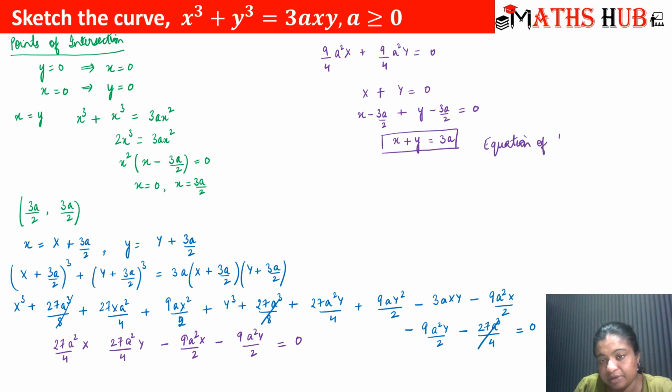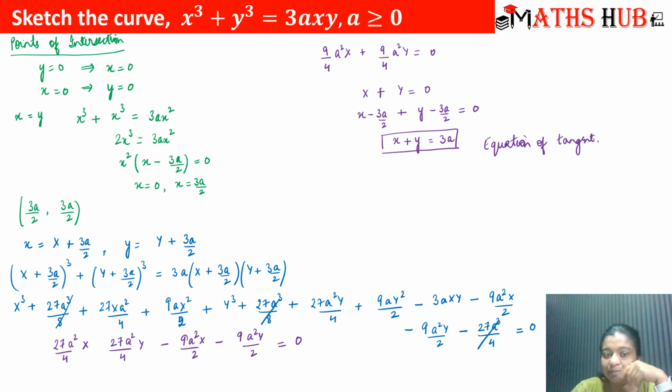So this is the equation that we are getting from the points of intersection. Now, another thing: the curve is x cube plus y cube is equal to 3xy. To check in which quadrant this curve cannot lie, right?